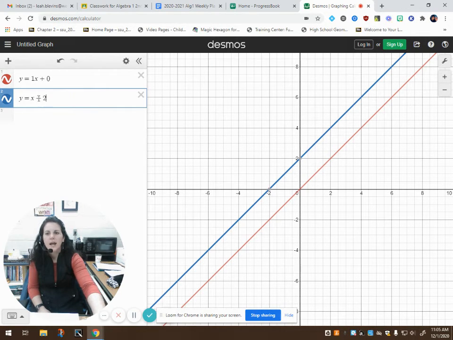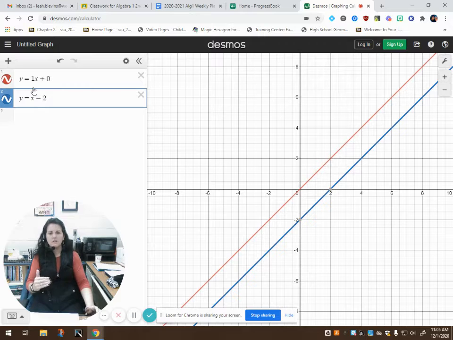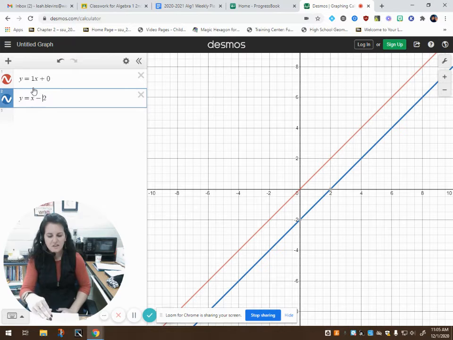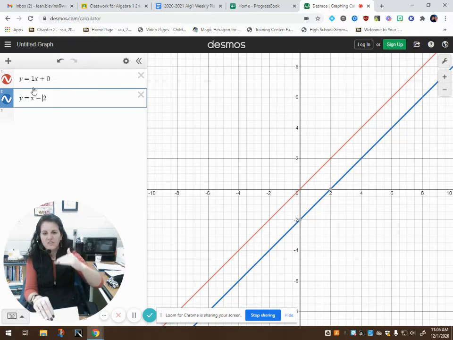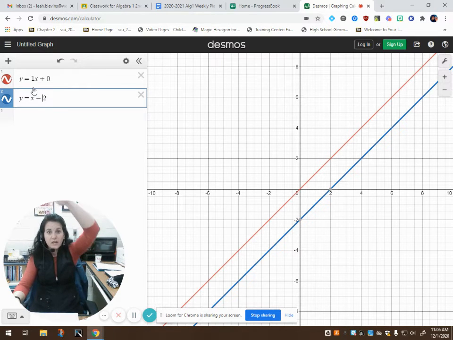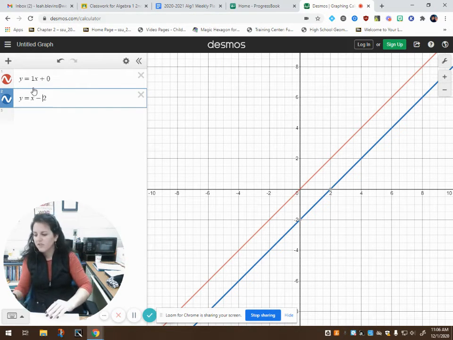So what do you think would happen if instead of putting plus 2, I put a minus 2 here? Obviously, the line would go down 2 units. So if I want to shift my line up or down, adding will shift the line up and subtracting will shift the line down. And this is called a vertical translation because we're shifting up and down. Vertical movement, right? You're moving it up, moving it down. This is a vertical translation.